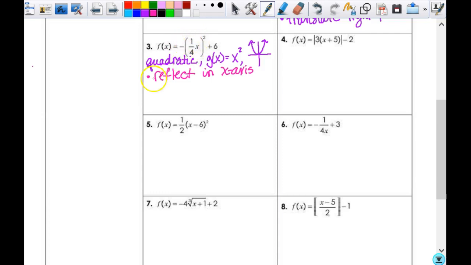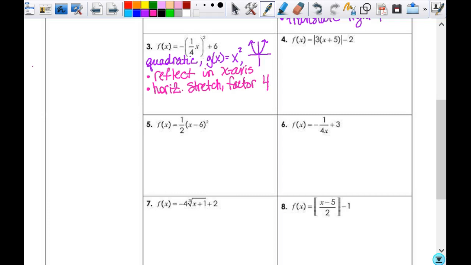Then I've got this 1/4. Does that 1/4 affect me horizontally or vertically? Horizontally. Okay, so it affects us horizontally, right? So it's a horizontal something. Is it a stretch or a compression? A stretch. Okay, so it's a horizontal stretch by a factor of 4 because the x is the opposite. So instead of 1/4, it's the reciprocal, which is 4.